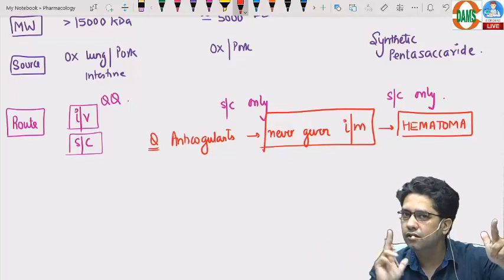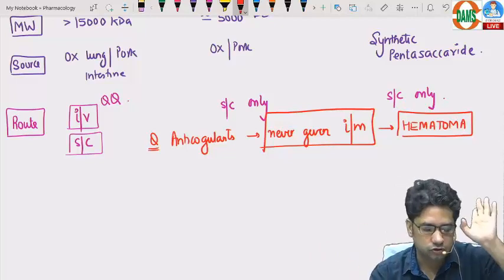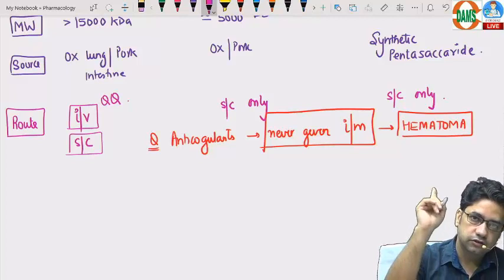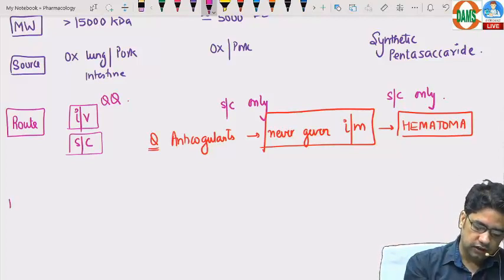Now my question from you is, you know that high molecular weight heparin can be given IV. Other heparins are not given IV. So tell me बच्चों, which drug requires monitoring? So which drug is narrow therapeutic index?